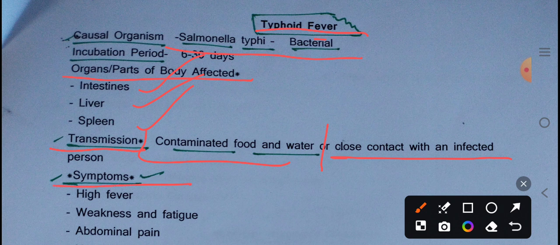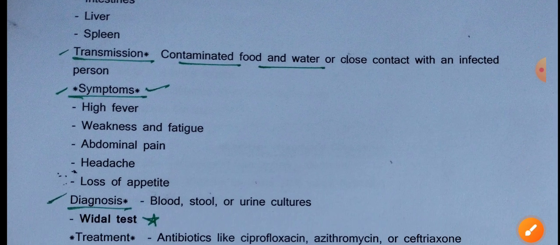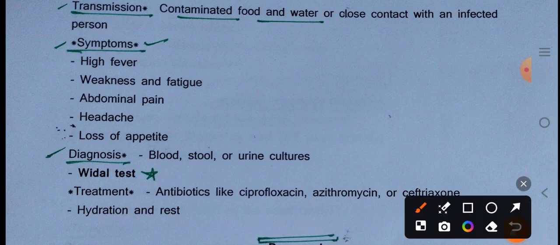Next is symptoms. The disease involves a few common symptoms like high fever, weakness and fatigue, abdominal pain, headache, loss of appetite. So these are very common symptoms of typhoid. Next is diagnosis. Blood, stool or urine cultures are used for the diagnosis. One more important question from here is which test is used for the diagnosis of typhoid? It is Vidal test.